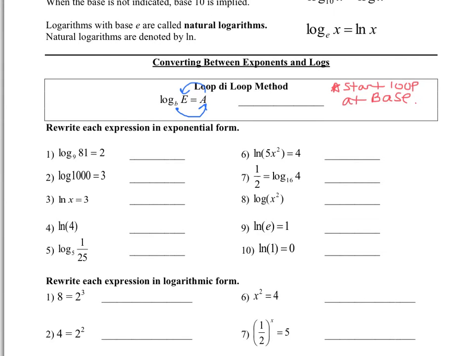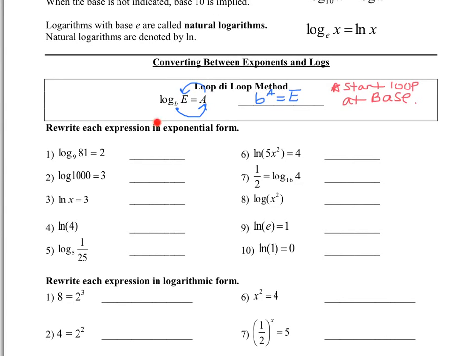So b is your base. So the base of the logarithmic is the base of the exponential. So b to the a equals e. Follow the loop around. B goes up to the exponent. B to the a equals e. Come back down to equal.